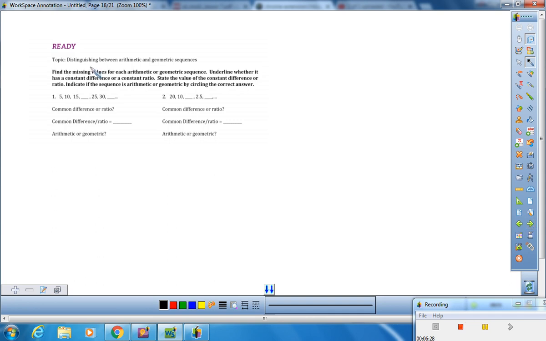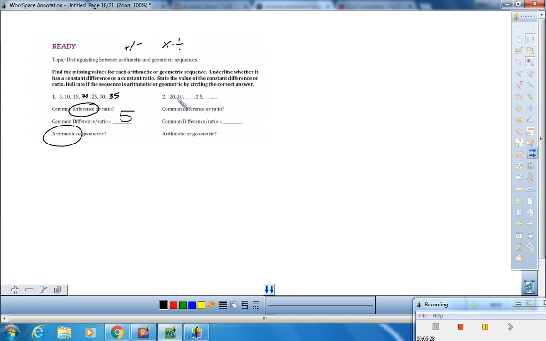It says that we're trying to distinguish between arithmetic and geometric. Remember, arithmetic, add or subtract. Geometric, you multiply or divide. Okay? So, notice, add 5, add 5, add 5, add 5, add 5, add 5. The common difference, it's a difference. It's 5, and that makes it arithmetic.